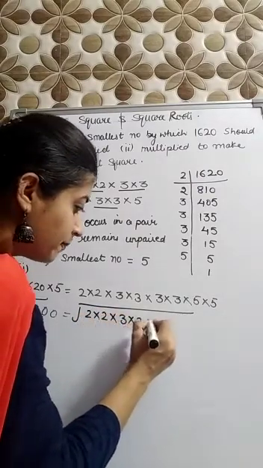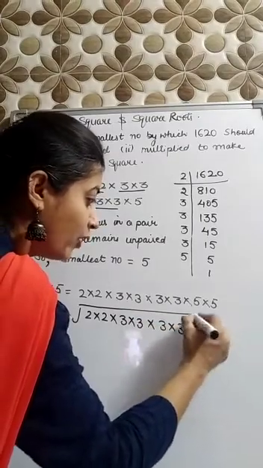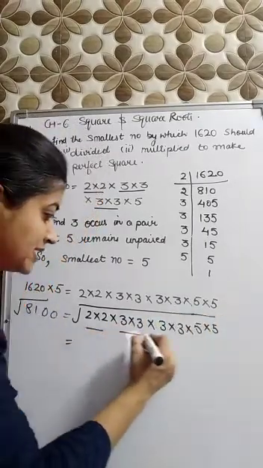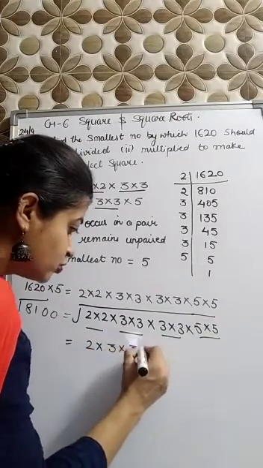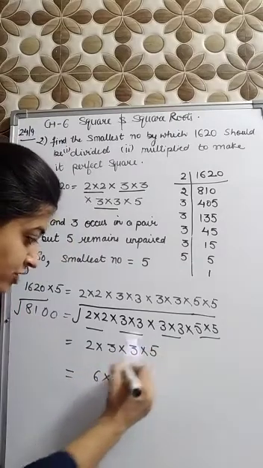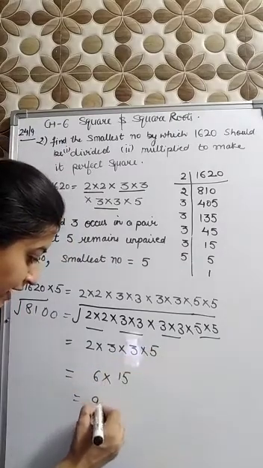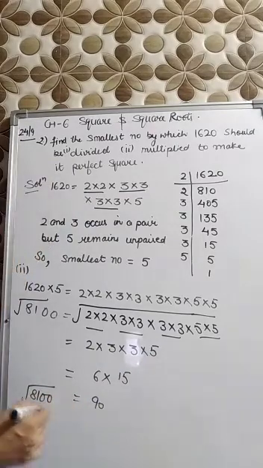Let's make pairs of two numbers within the square root and take one term out from each pair. This will give you 2 into 3 into 3 into 5. This will give you 6 into 15, that is 90. So we are getting the square root of 8100 as 90. So this will be your second part.